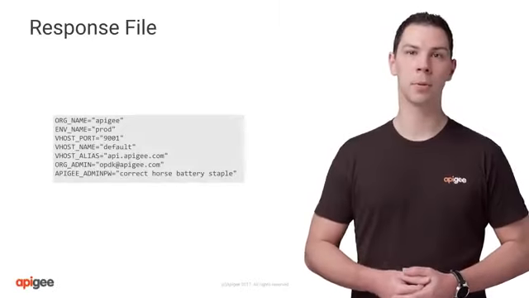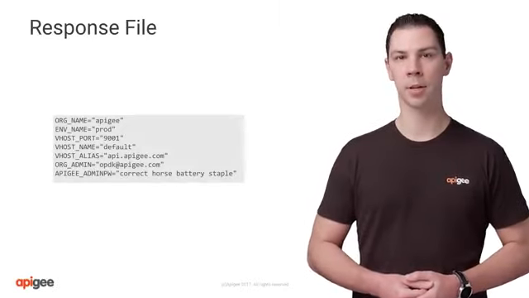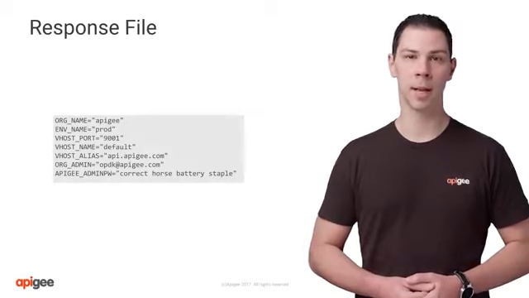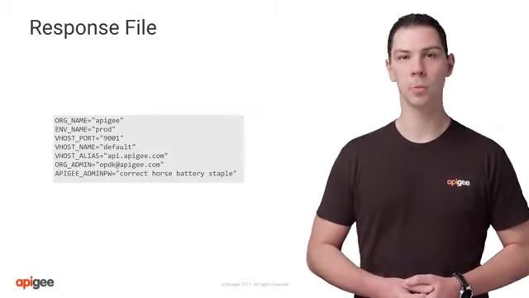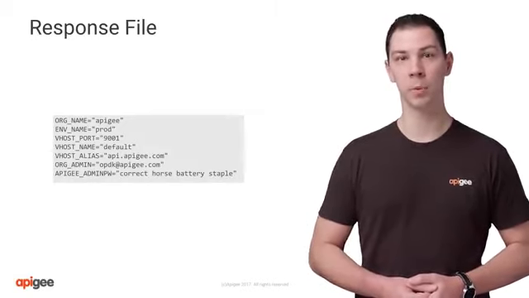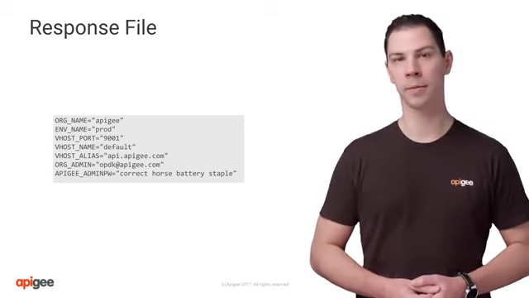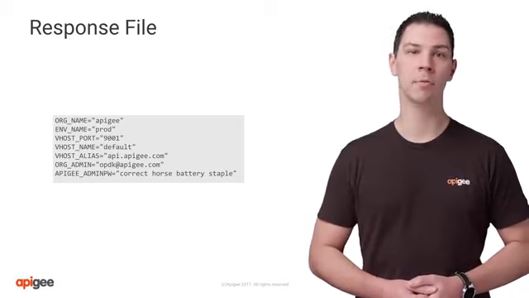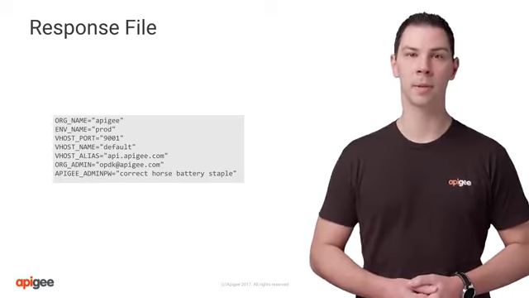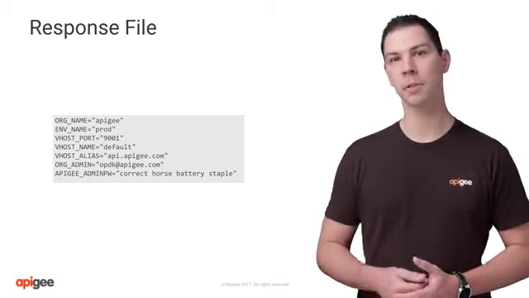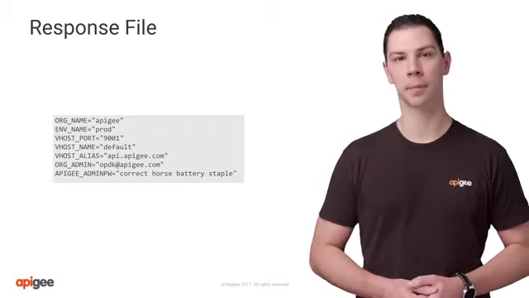For this demo, we are going to create an organization named Apigee with an environment named prod. As with the profile setup process, we will use a response file to describe our settings. That file will be fed to a utility that will do the work of provisioning the organization and environment for us. This is the response file we will be using.